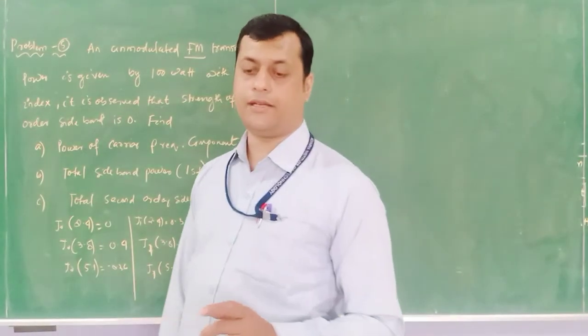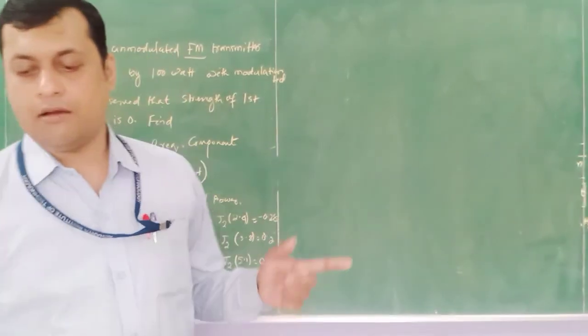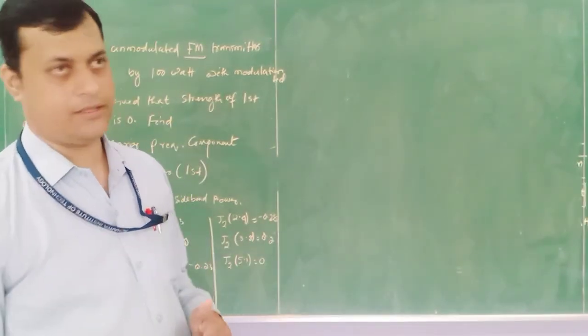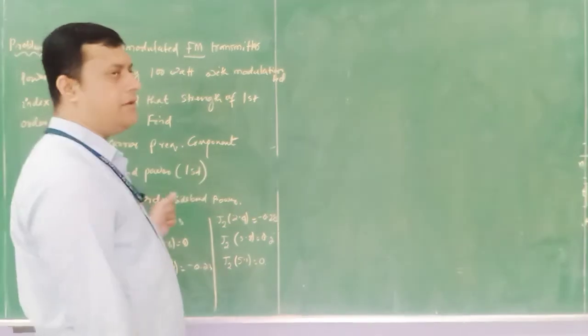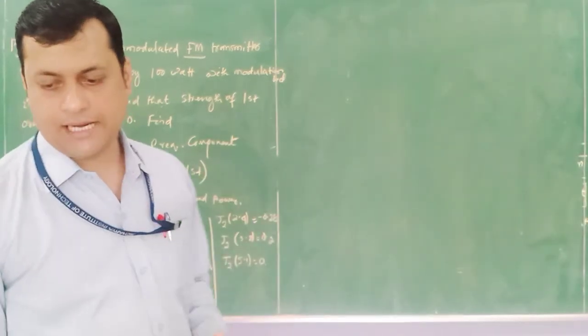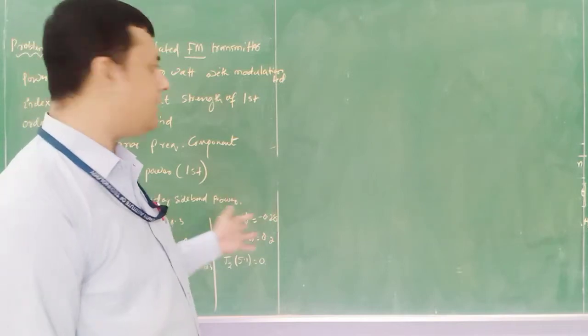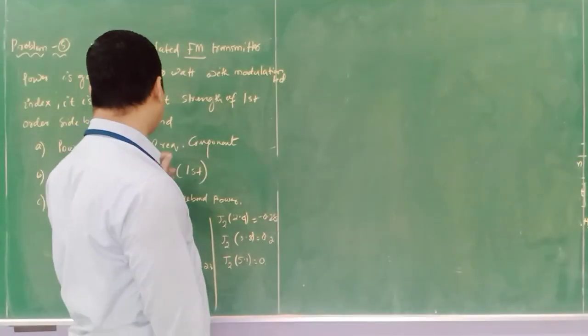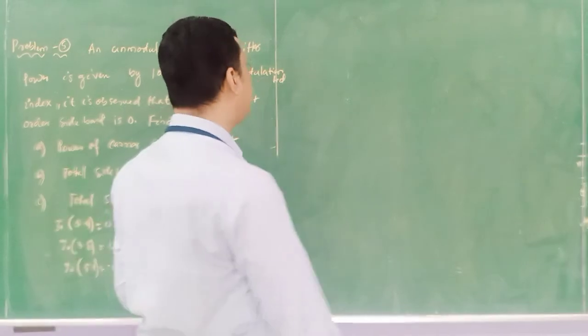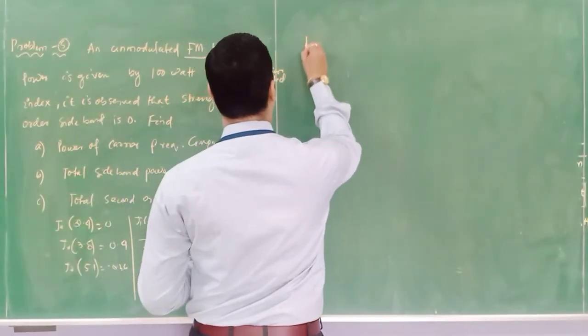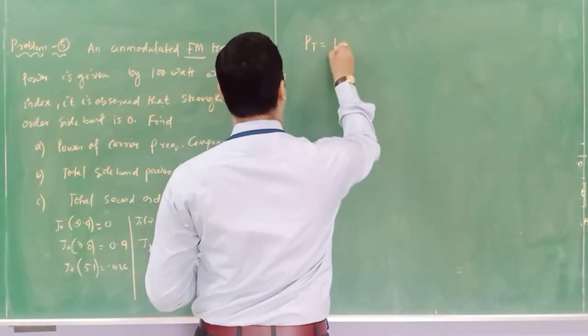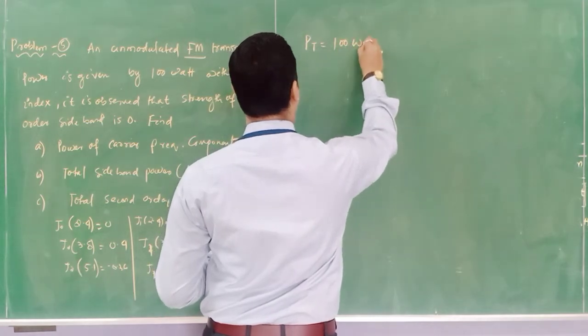So first of all, we need to determine the first order sideband. Okay, from that we will identify the beta and then we will identify the carrier component power, the available power in the carrier component. Okay, so as it is given, the transmitted power is 100 watt.